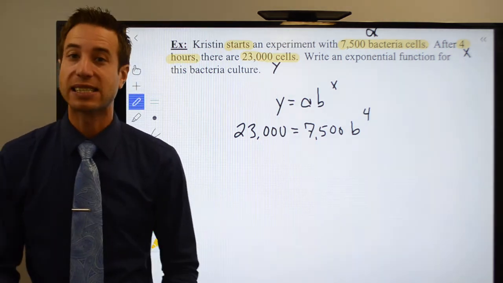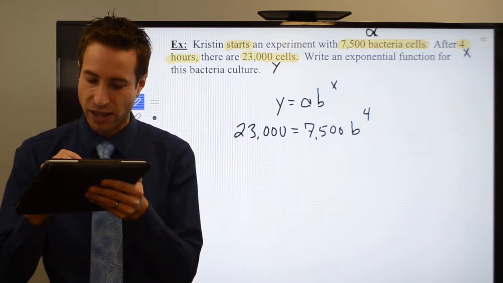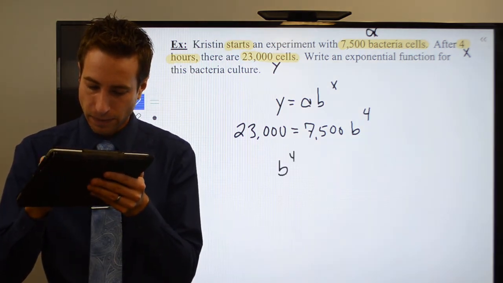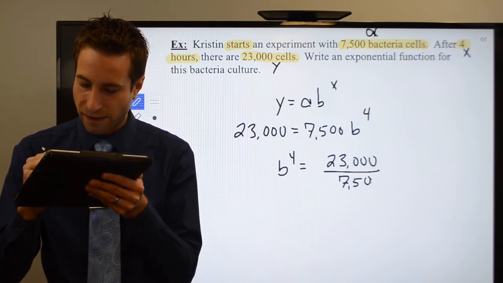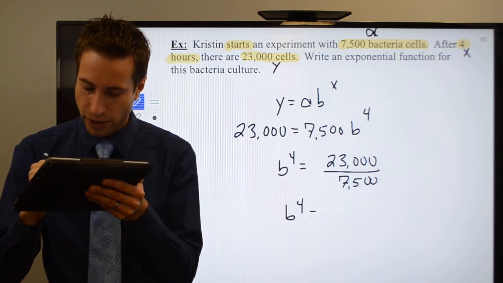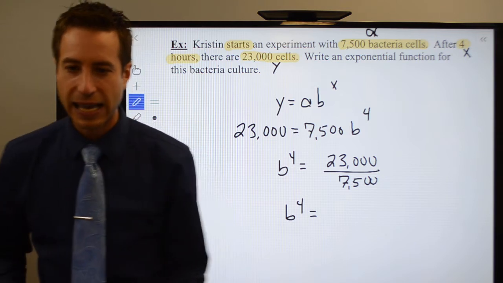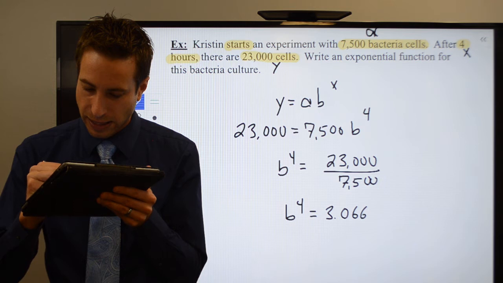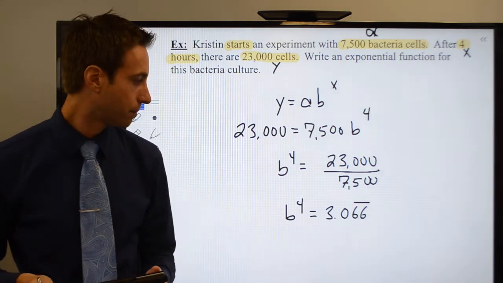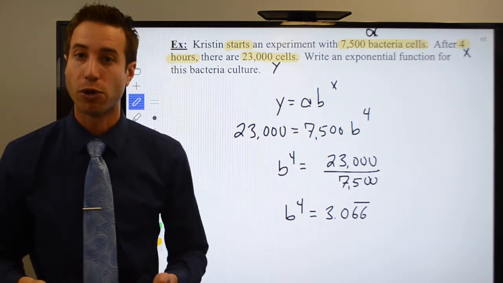Well, this will work the exact same way as the problems we just did. I'll need to divide the 7,500 to the other side. 23,000 divided by 7,500. I've got a calculator here, and you do 23,000 divided by 7,500, and I get 3.066 repeating.